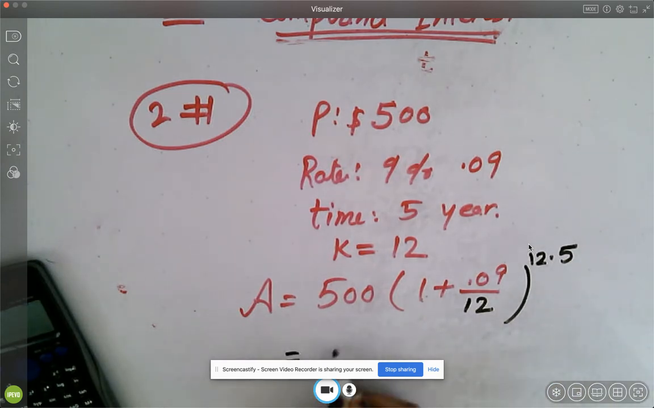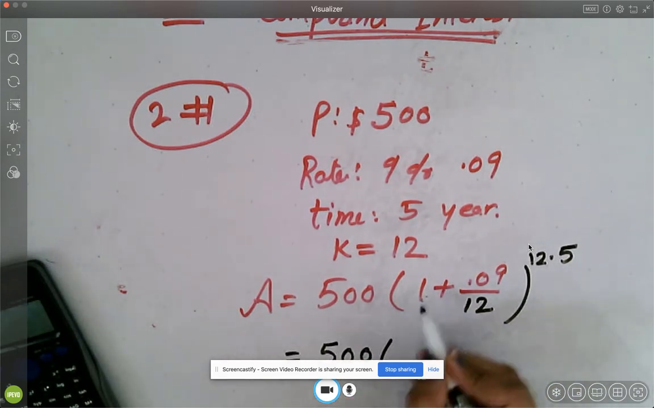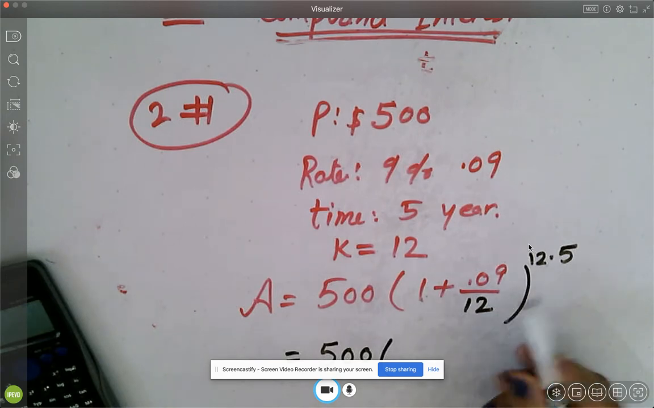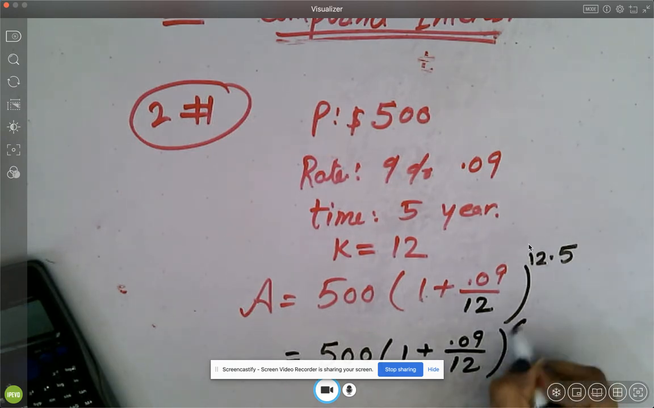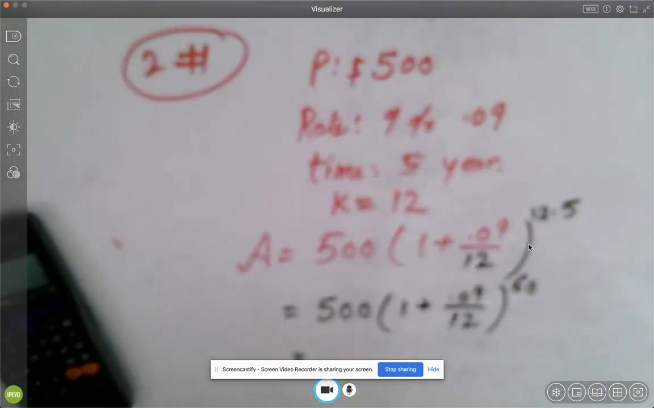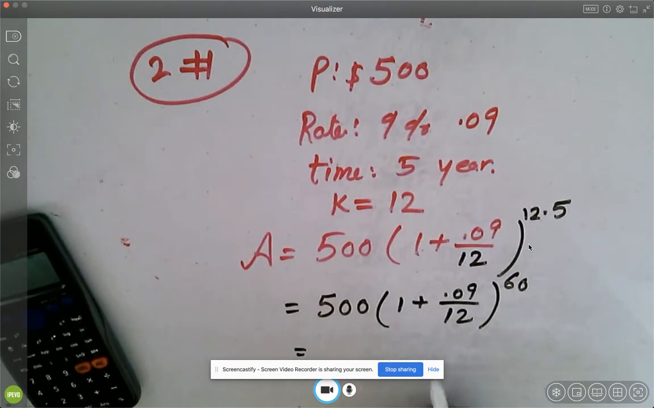Now let's solve. 500. You can even combine this whole part first, or you can just type it in your calculator. Either way, it's fine. You can type in the whole thing. And if I do that, my answer is $782.84. There you go. I have one more example.